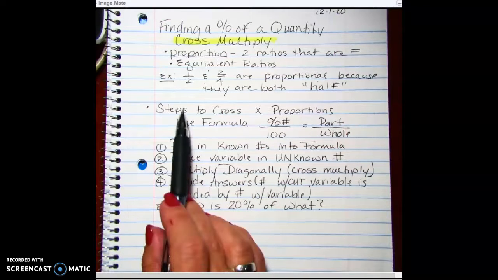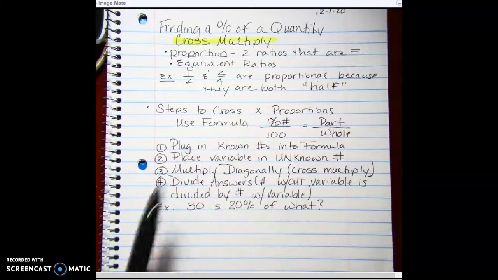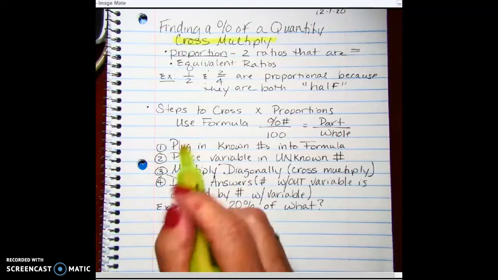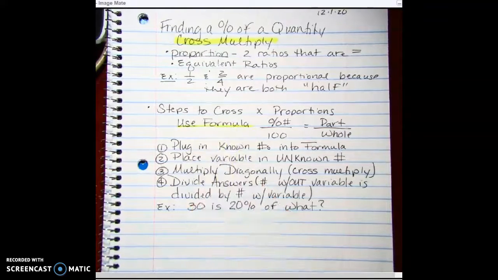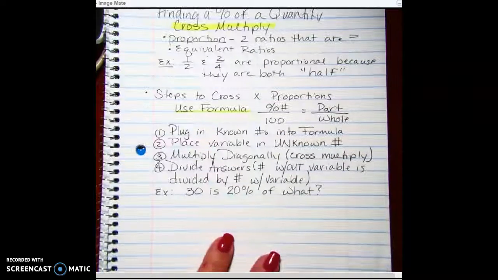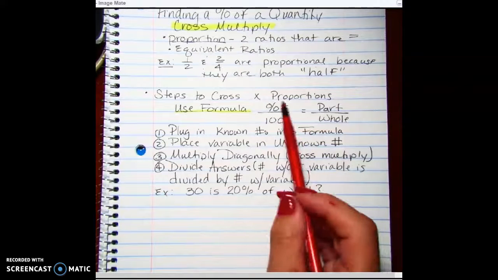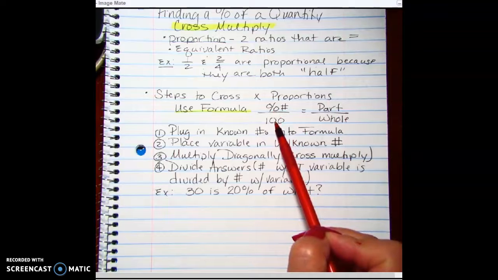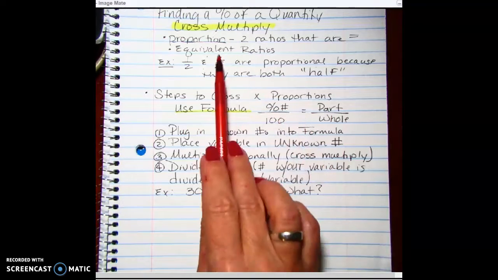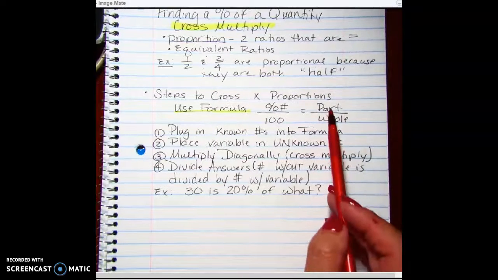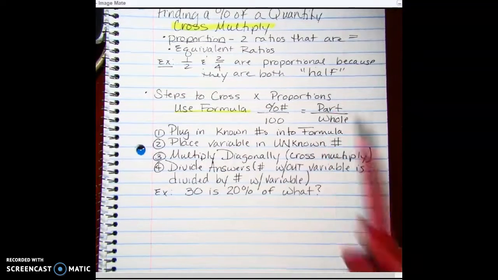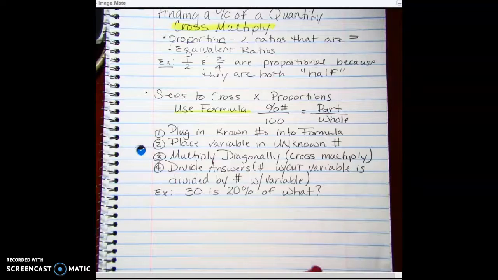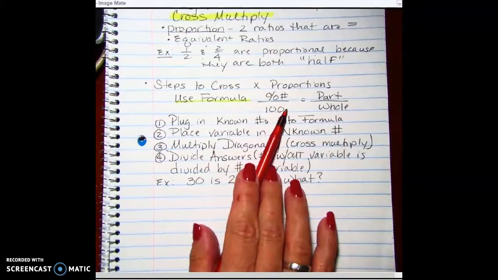Now, there are steps to cross multiply proportions. Now, we're going to start off by using this formula. This formula is really important, okay? Because formulas can help us set up our problem appropriately. So the formula goes like this. I take my percent number over 100 because a percent is always per 100. And we're going to put it equal because remember, we're creating an equivalent ratio to a part-whole relationship, which is similar to our fraction.